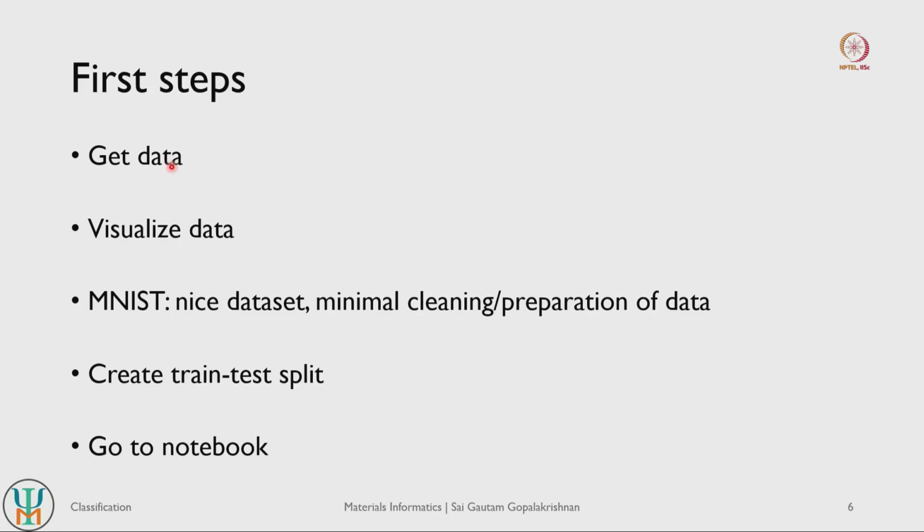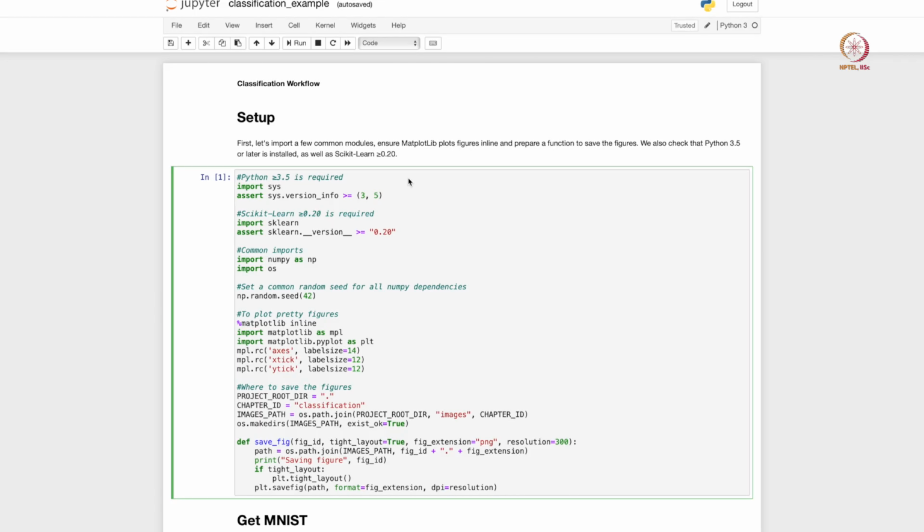Okay. So what are the first steps? The first step is of course getting the data. I just showed a glimpse of the data, so let's get the data. We should also look at how to visualize individual images, because visualizing data is important. The nice thing once again about MNIST is that it's a nice data set. There is very little cleaning or preparation that we need to do, as we will see, but it's important to create a train test split. We have 70,000 characters, so maybe we will go 60,000 training and 10,000 test kind of split. So let us execute these first steps by going to our notebook.